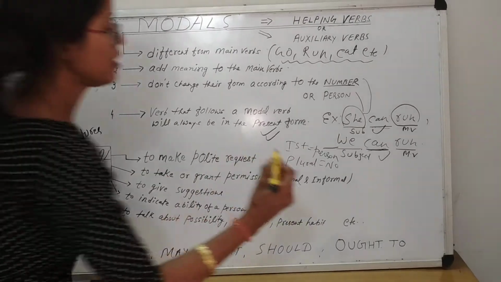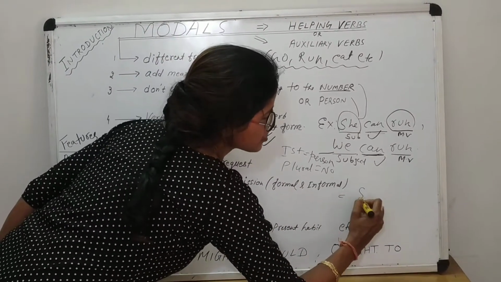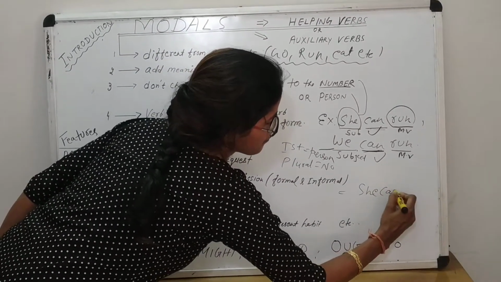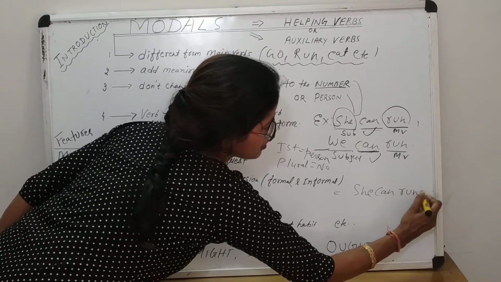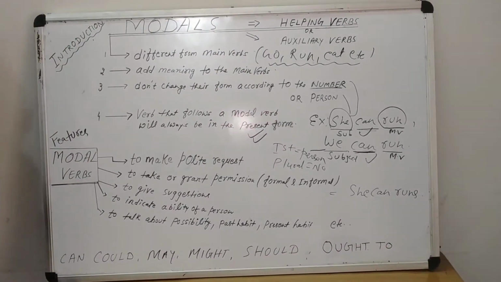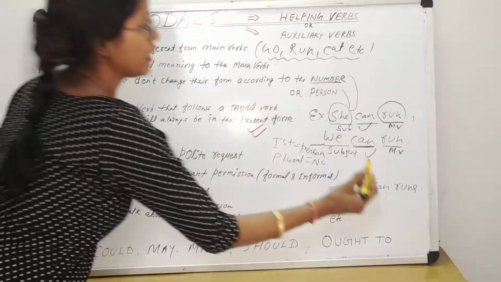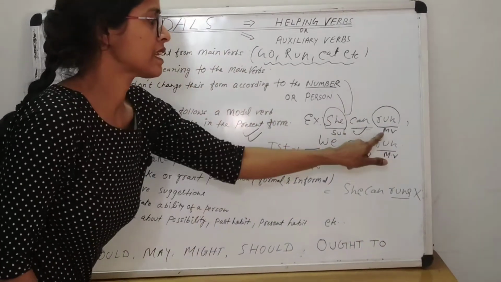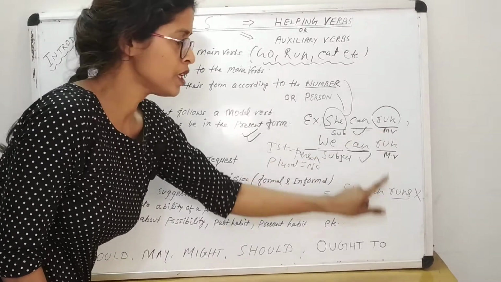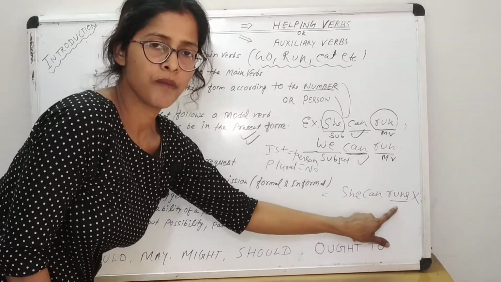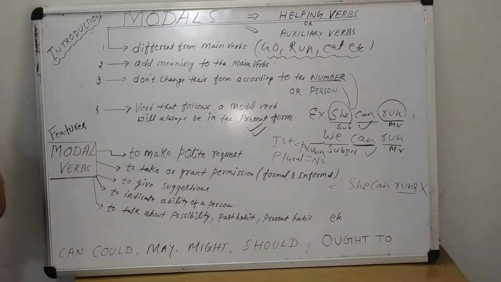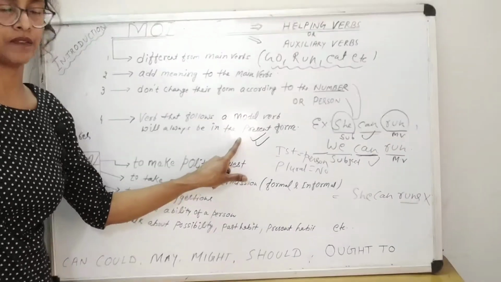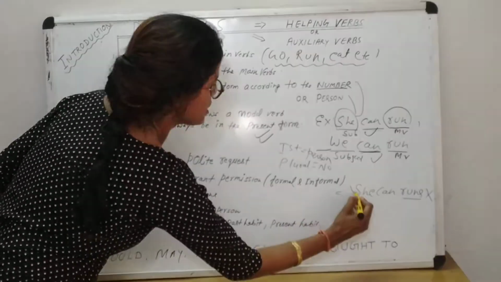Suppose you are writing she can runs. Do you think this sentence is correct? No, it is absolutely incorrect, right? So it will always be she can run because you are talking about ability. So the verb will not change its form at all. It will remain in its base form, that is the present form. Now move to the second part.